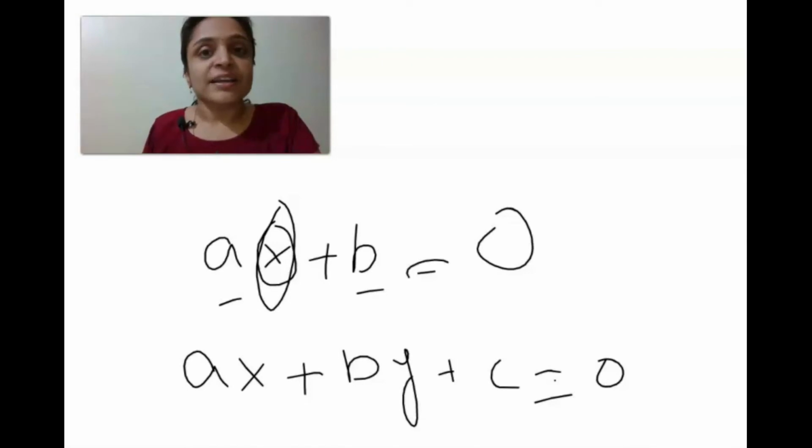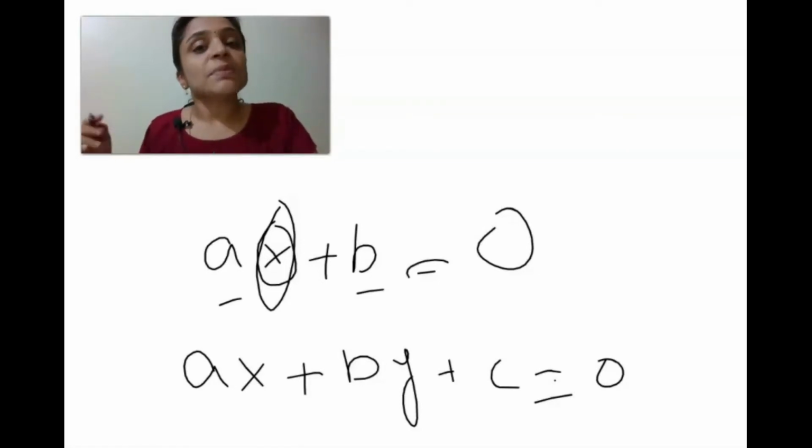So, we can define it again. A linear equation in two variables is an equation which can be expressed as ax plus by plus c equal to 0, where a, b and c are real numbers and a and b are not equal to 0.